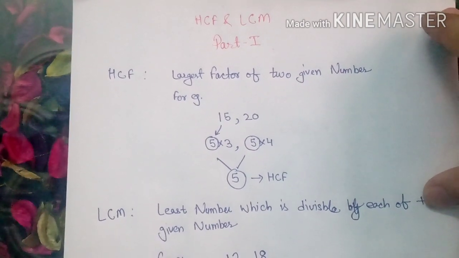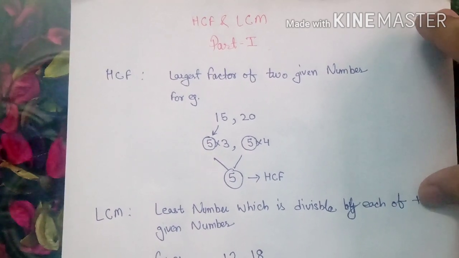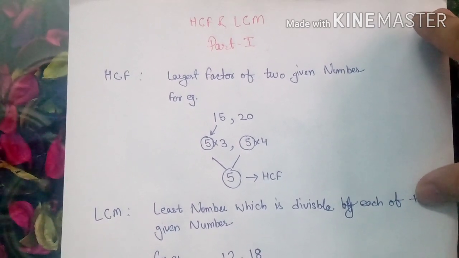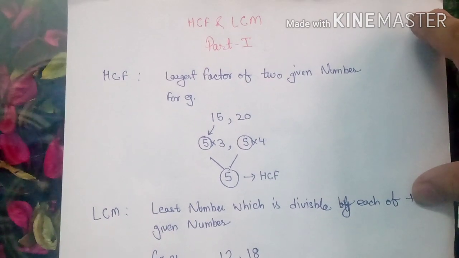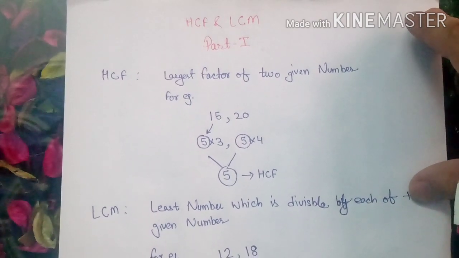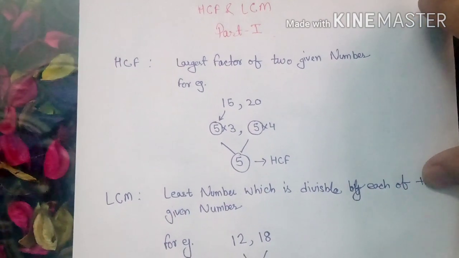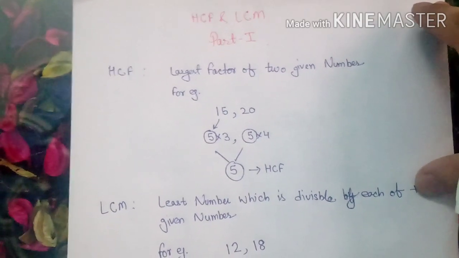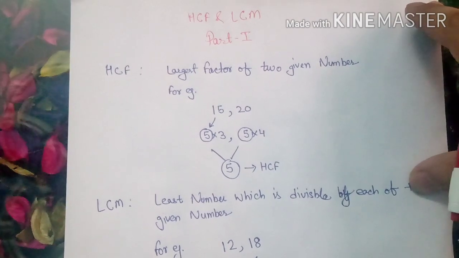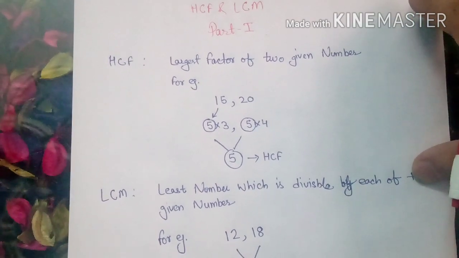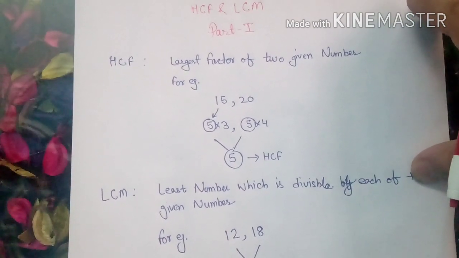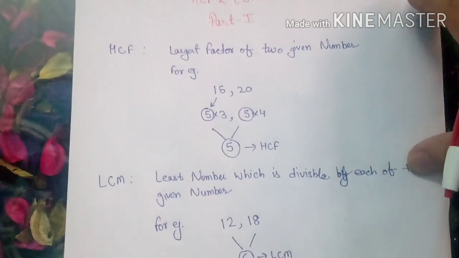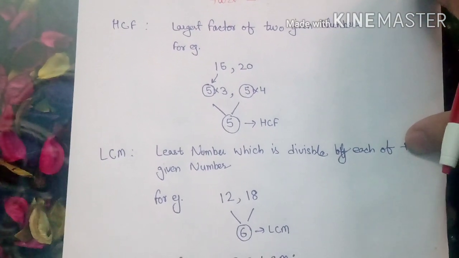For example, we have two numbers like 15 and 20. We have to calculate the largest common factor of these two numbers. This can be done in multiple ways; we'll discuss the methods later. Now we can write 15 as 5 into 3 and 20 as 5 into 4. So the common factor is 5. So 5 is the HCF of the given numbers.